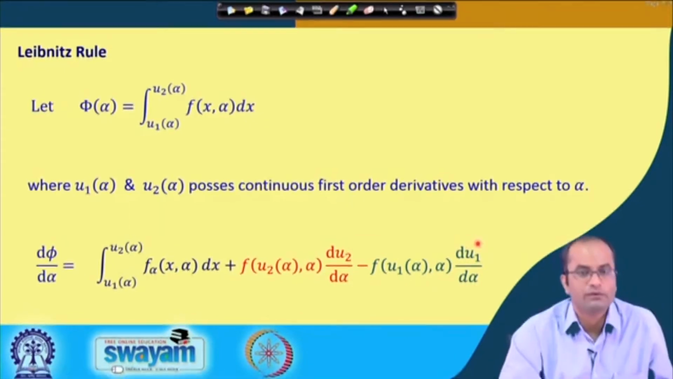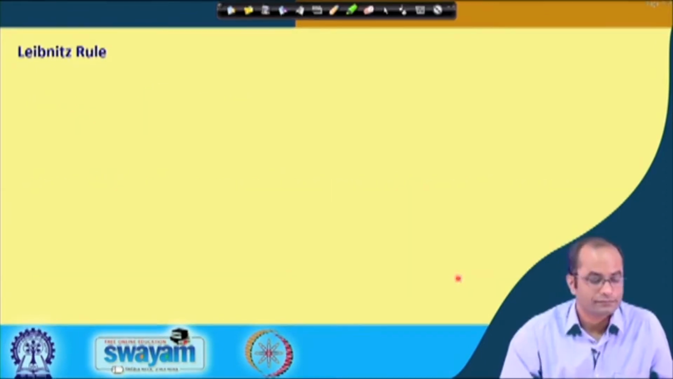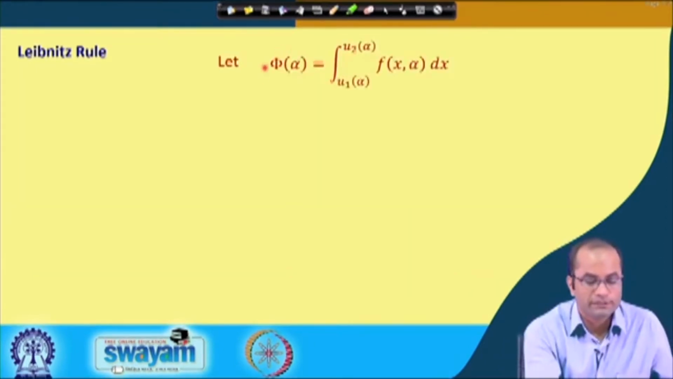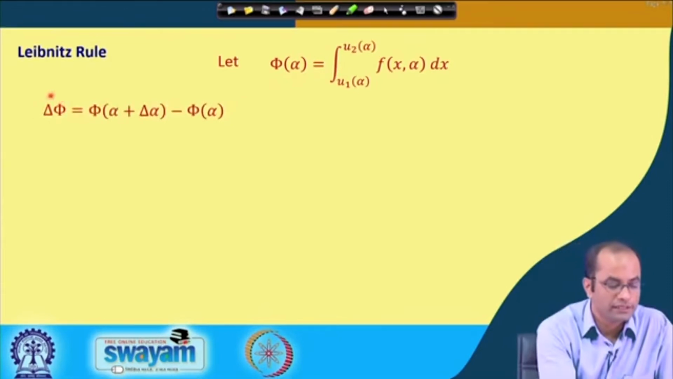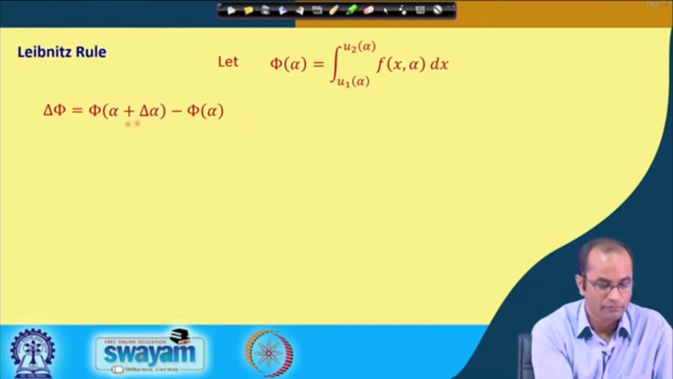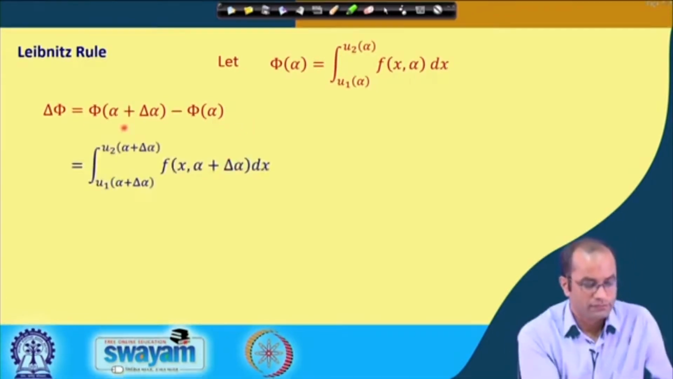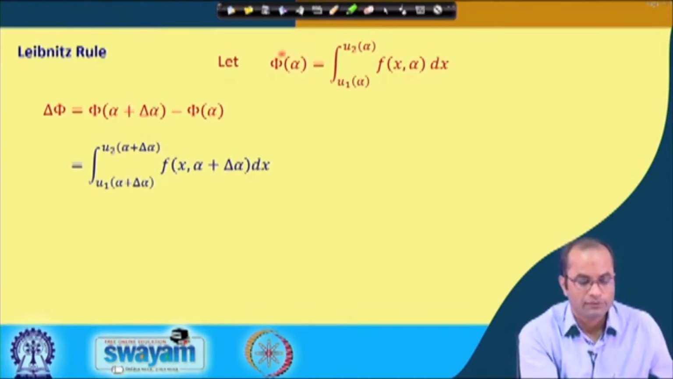With the knowledge we have already discussed in differential calculus, we can prove that this d phi over d alpha is equal to this one. So, here the Leibniz rule. We take this integral as a function of alpha, phi alpha, and then consider this delta phi, the increment in phi, by taking the increment delta alpha in alpha. So, we have phi alpha plus delta alpha minus phi alpha. So, here alpha will be replaced by alpha plus delta alpha.